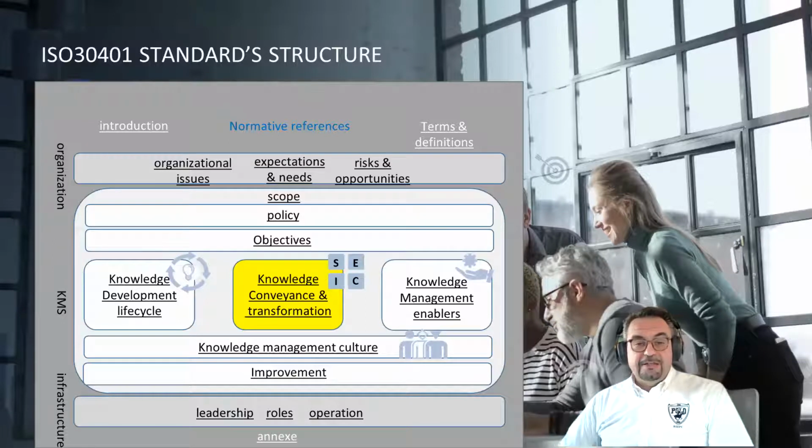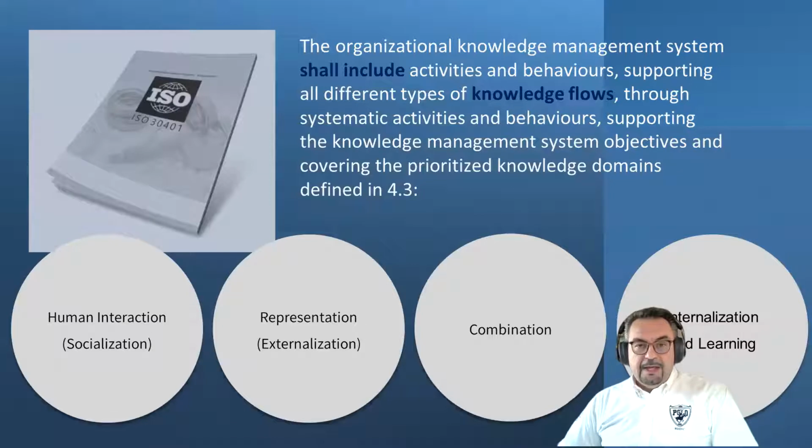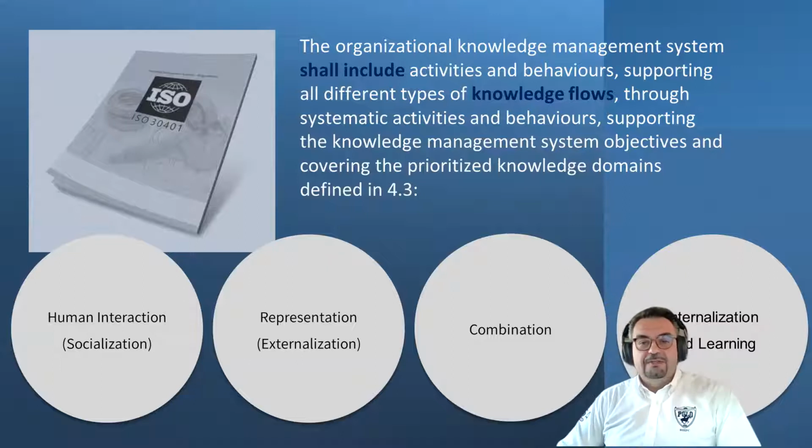As you can see on this slide, which summarizes the different aspects of the standard, today we will be covering the part highlighted in yellow about knowledge conveyance and transformation. What the standard requires is to have in place activities and behaviors for supporting all different types of knowledge flows. We all know that knowledge management is about getting knowledge to flow in your organization. And this flow should be done through very systematic activities and behaviors that allow the knowledge management system to reach its objective in using all the main prioritized knowledge domains.